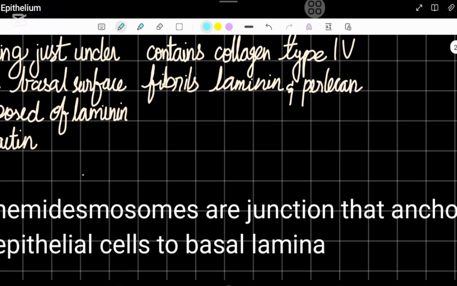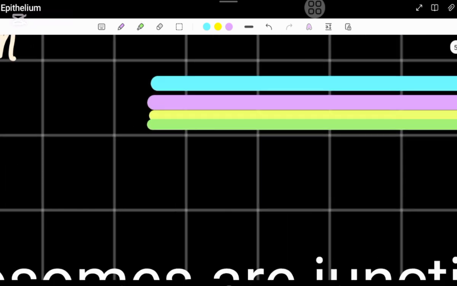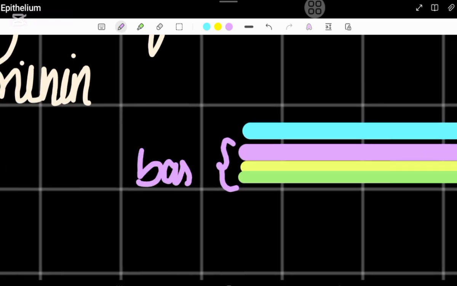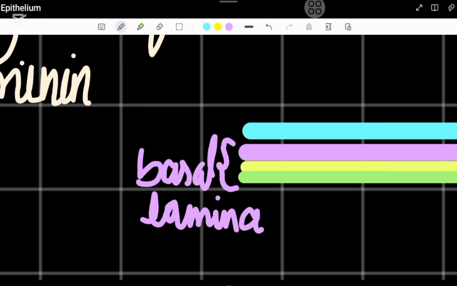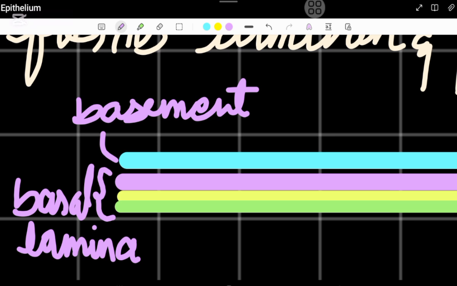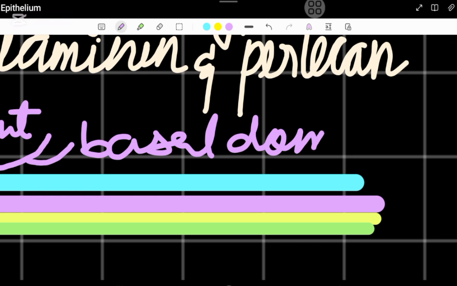Now I have to show you that. Consider this is your lamina densa, and this whole is your basal lamina only. This is your basal lamina, and this is your basement membrane, and the basal domain will be above it. This one would be your basal domain. Remember this, these are two confusing terms.